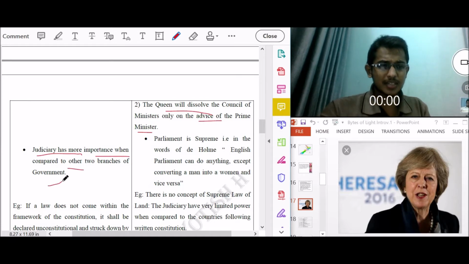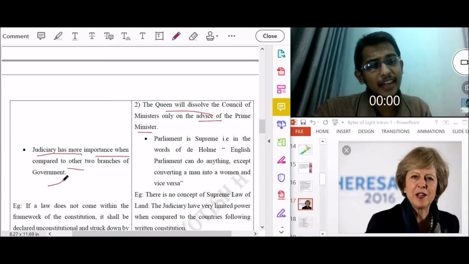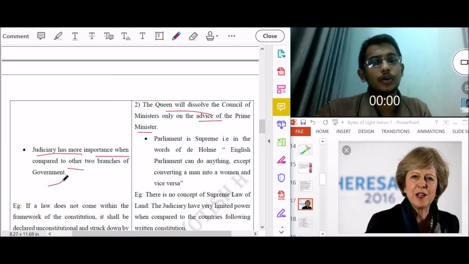That is, the judiciary is the guardian of the constitution, and it strikes down any law or any policy implemented which doesn't fall within the framework of the constitution. So the judiciary plays a very important role.